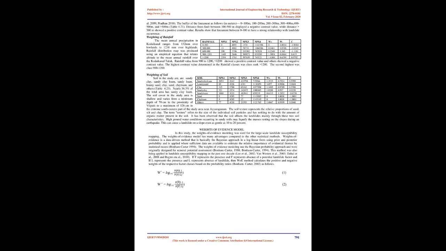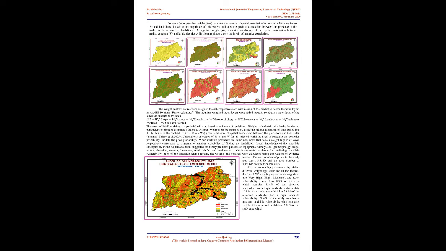Weighting of rainfall. The mean annual precipitation in Kodaikanal ranges from 132 mm over lowlands to 1,238 mm over highlands. Rainfall distribution map was produced using an empirical equation that relates altitude to the mean annual rainfall over the Kodaikanal Taluk. Rainfall value from 900 to 1200, greater than 1200 showed a positive contrast value and others showed a negative contrast value. The highest contrast value determined in the rainfall classes was class rank greater than 1200. The second highest was class 900 to 1200.